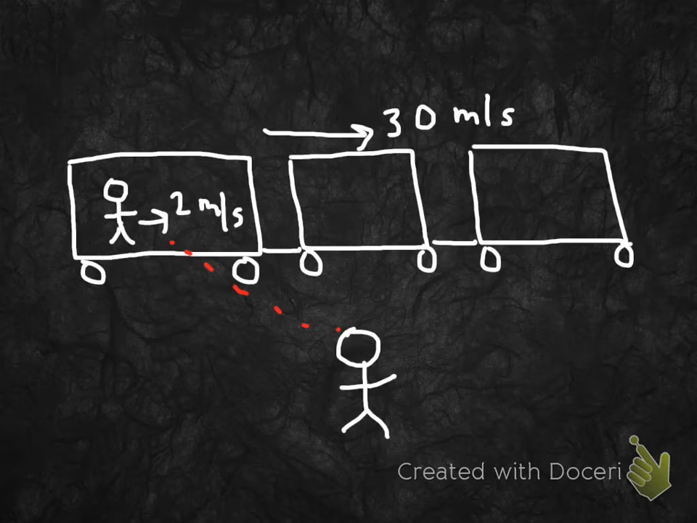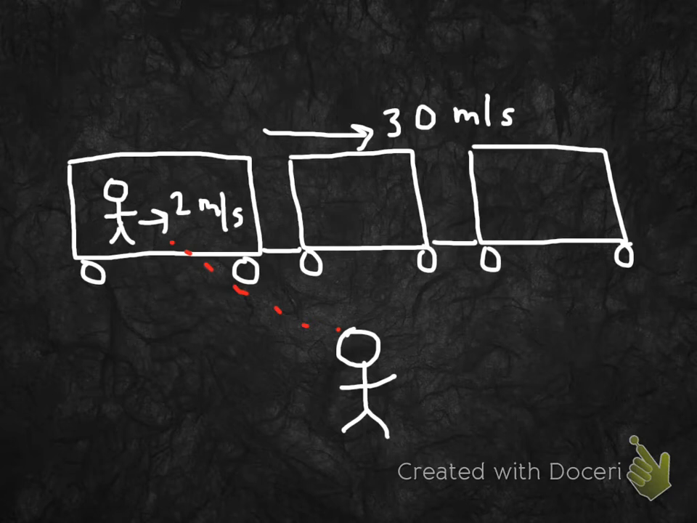More accurately, I should say, not that you're walking. You're walking 2 meters per second, but it looks to them like you're moving at 32 meters per second because they see your walking speed added to the speed of the train. So again, two different frames of reference.